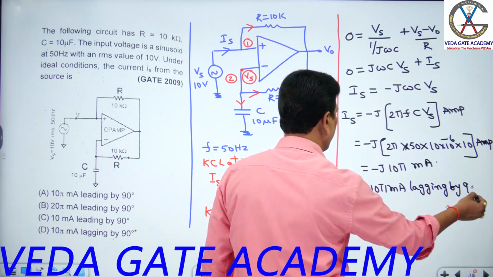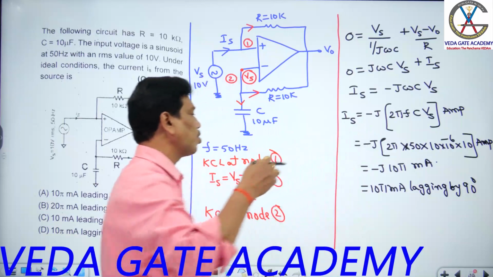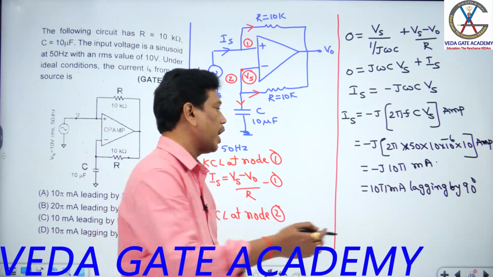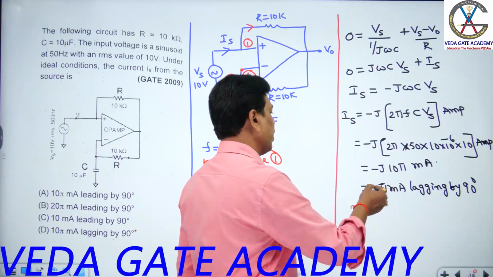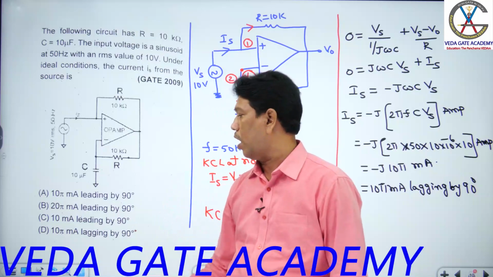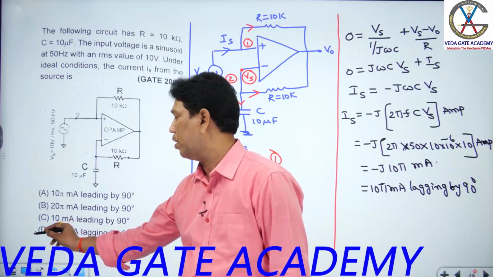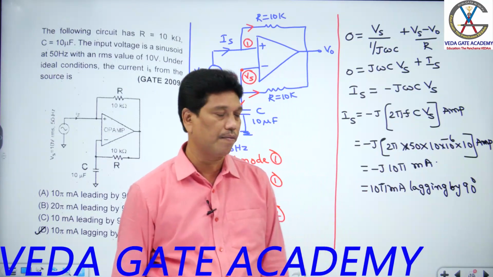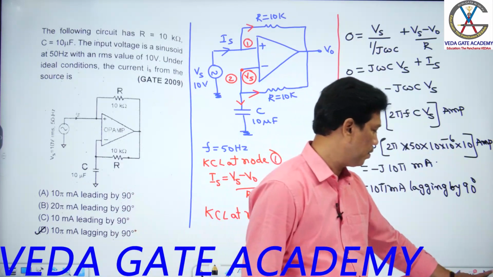Operator j indicates a phase shift of 90. So the resultant current is 10 pi milliampere, and it is in RMS. 10 pi milliampere lagging by what? 90 degrees. So the correct option for that one, students, is D: 10 pi milliampere lagging by 90 degrees. Confirm? Check out the next question, students.